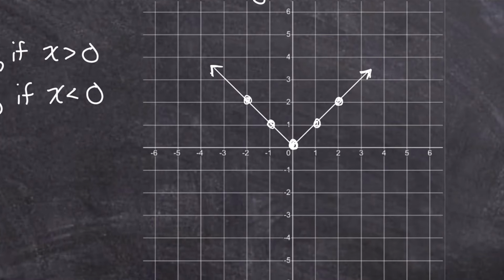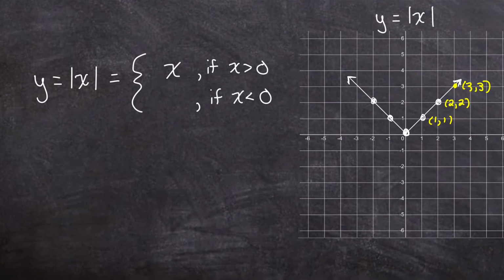And looking at the points on this function, it's obvious that y is equal to x on the right side of the function. Right? The points are (1, 1), (2, 2), (3, 3), and so on. The x's and y's are equal, which is why this function says y is equal to x when x is greater than 0.